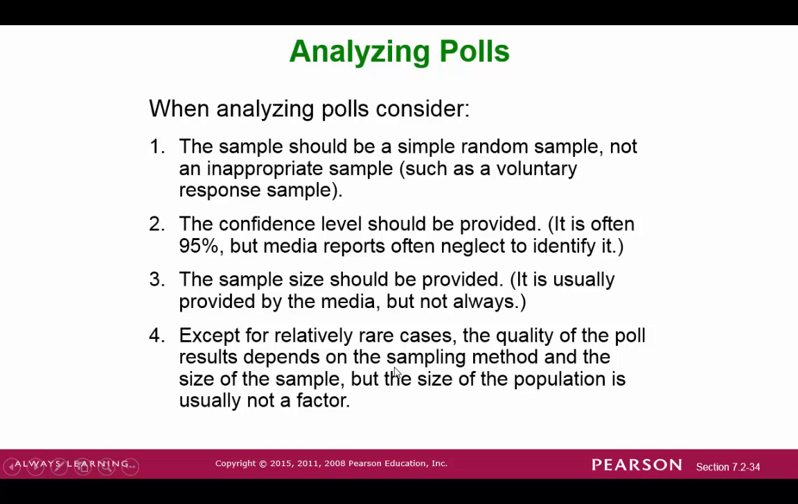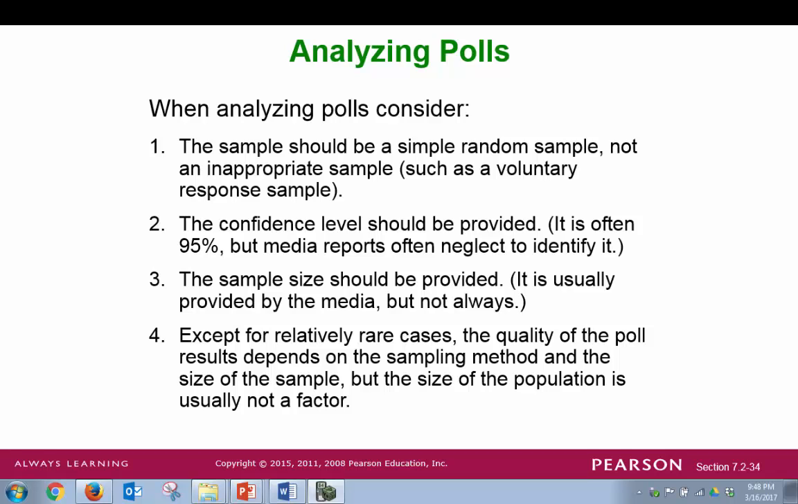There's a couple of slides here that discuss analyzing polls. So let me just read that through. When you're analyzing polls, you want to consider that the sample should be simple and random. And so let's think about like political polls and who's voting and things like that. So if your sample is not simple and random, then you're going to have a bias that's going to skew your data. We want the confidence level to be provided, and a lot of times we use 95%, but when the media reports this, a lot of times they don't mention the confidence level. So when you do it, make sure you include the confidence level.